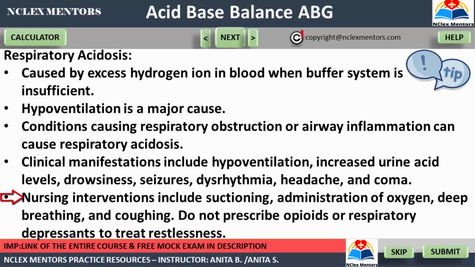Nursing interventions to manage respiratory acidosis include suctioning, administering oxygen, and encouraging deep breathing and coughing. It is important to avoid prescribing opioids or respiratory depressants to treat restlessness in these patients.